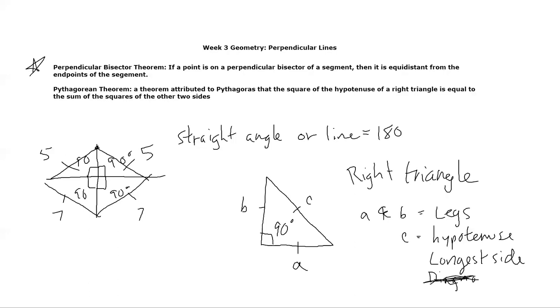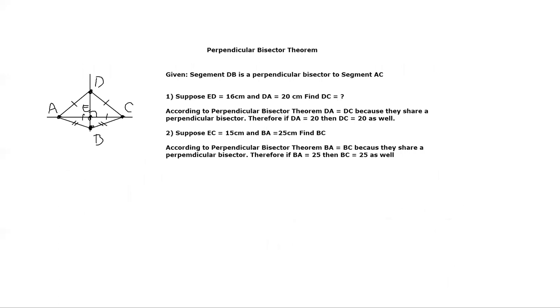Okay, let's move on. Why don't we slow down and talk about the perpendicular bisector theorem? All right, so here you have that familiar shape, right? And you're always going to have a given, right? The given is information given to you outside of the problem, in the beginning of a problem. So given just says that the segment DB is perpendicular bisector to segment AC.